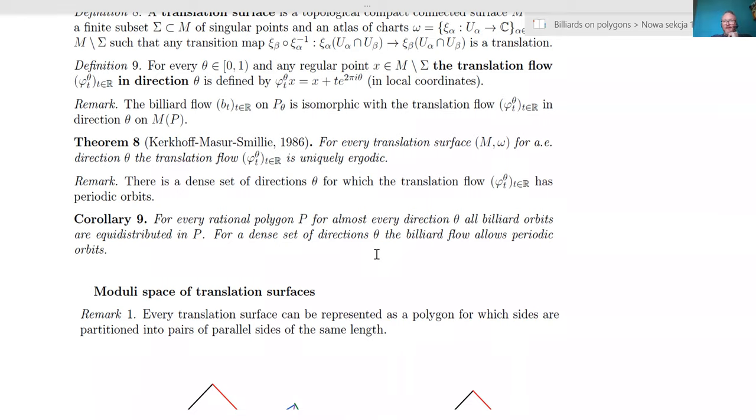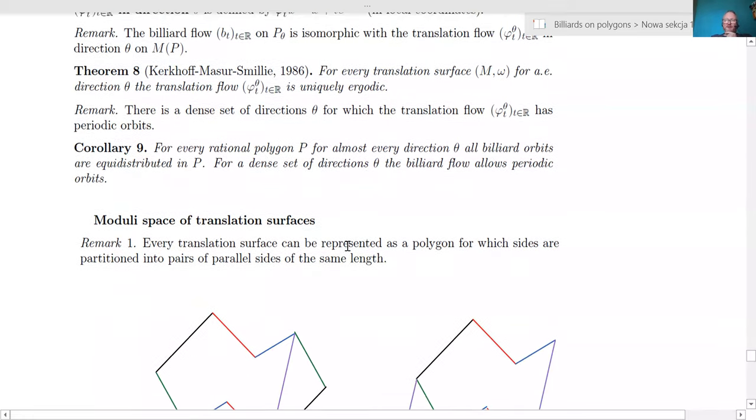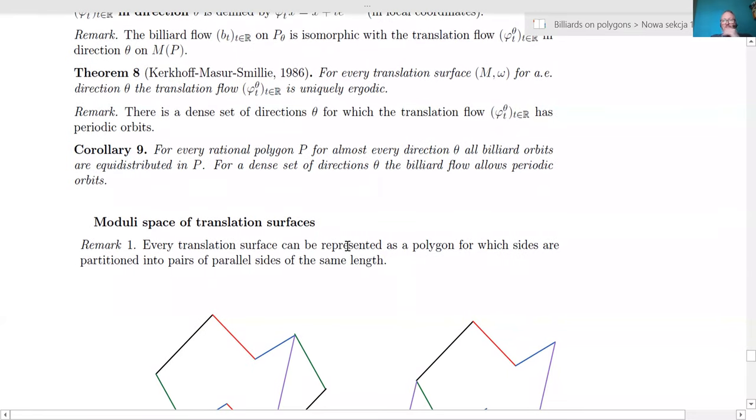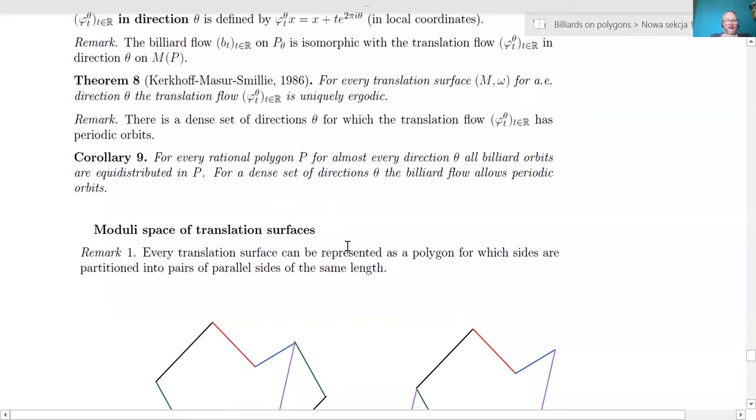And on the other side, there is a dense set of directions for the billiard flow which allows periodic orbits. So it gives also an answer to the problem of existence of periodic orbits, but only in a very restricted class of rational polygons. I still have 5 minutes, but I'm not sure if it is enough to continue the subject. Maybe I will try.